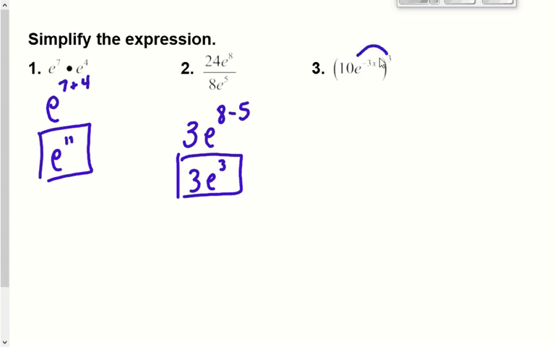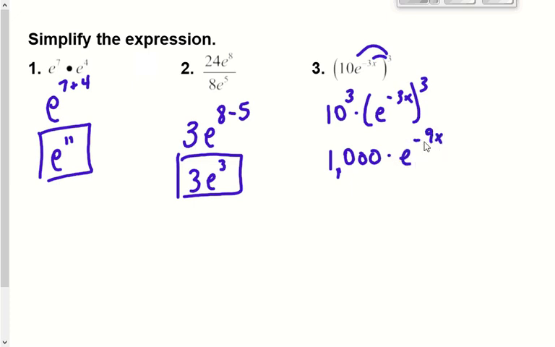And again over here, distribute your exponent into the parentheses, which will give me 10 to the third times e to the negative 3x, to the third. Go ahead and distribute that. 10 to the third is going to give me 1,000. And then power to a power, I multiply, so that's times e to the negative 9x. Again, since that's negative, it's going to drop to the bottom of the fraction. If it's not negative, it's just going to stay right where it is. So this one is negative. I'm going to go ahead and move it. 1,000 over e to the positive 9x.